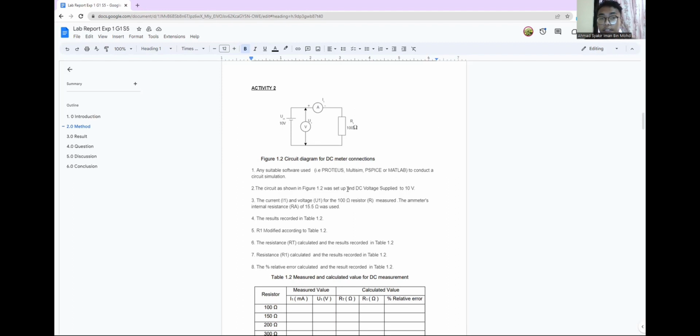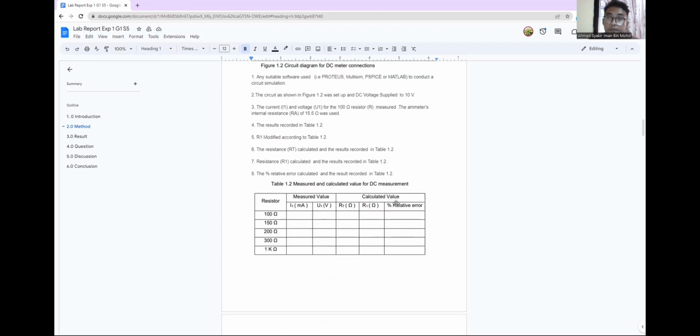The resistance RT is calculated and the result recorded in table 1.2. Resistance R1 is calculated and the result recorded in table 1.2. The percentage relative error is calculated and the result recorded in table 1.2. This is table 1.2.